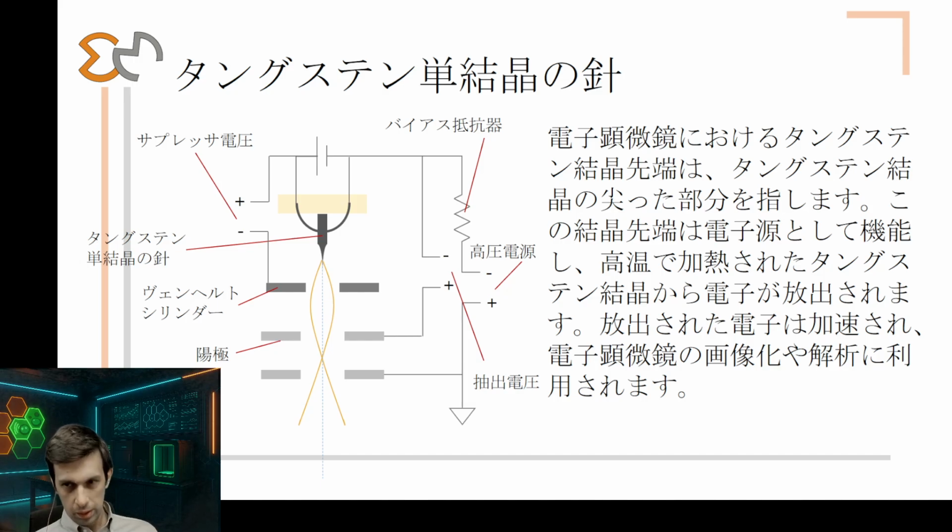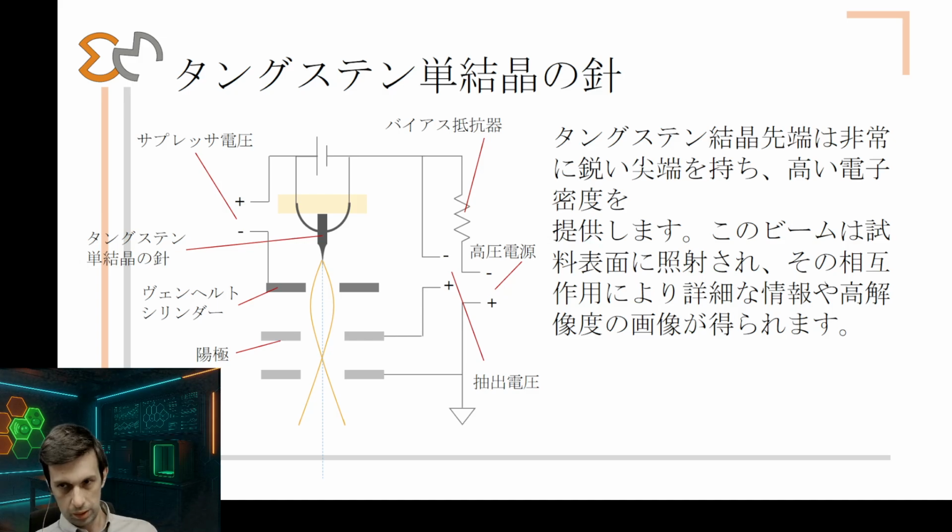And the last one is a tungsten crystal tip. In this case, we are using a sharp tungsten crystal with a very narrow tip. The presence of a very narrow tip is good because it can create a very high density and very small electron beam, which allows us to get to higher resolutions and higher electron density, so brighter images.